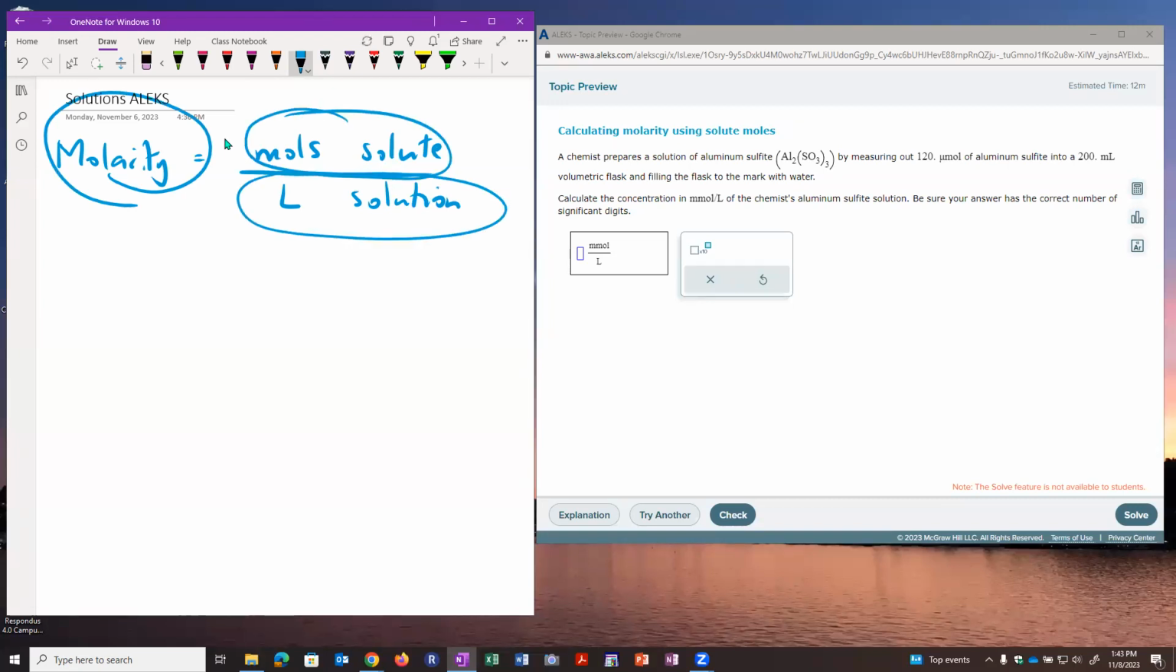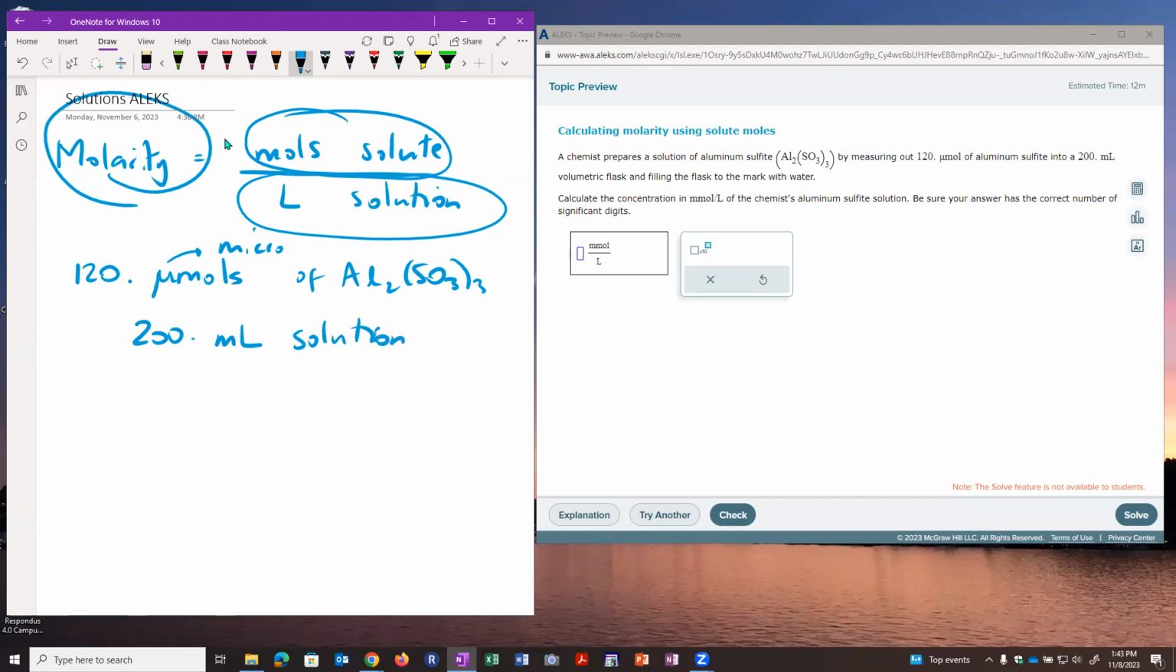It says, in this example, they're making a solution of aluminum sulfite by measuring 120. So we're using here now, write down the numbers. We have 120, and that's micromoles. Remember that's a metric prefix, micro. Moles of aluminum sulfite, that's Al2(SO3)3, into a 200 ml volumetric flask and filling the flask to the mark with water. So that means the total volume of the solution is 200, and in this case, it's milliliters.